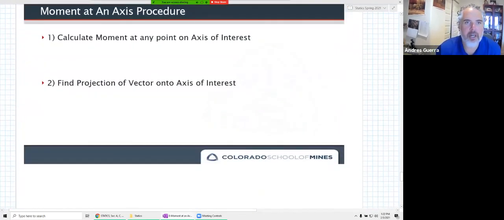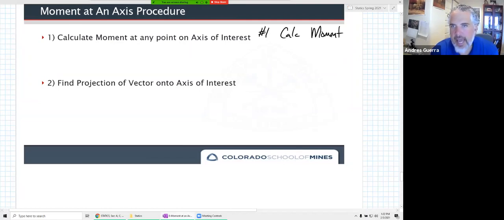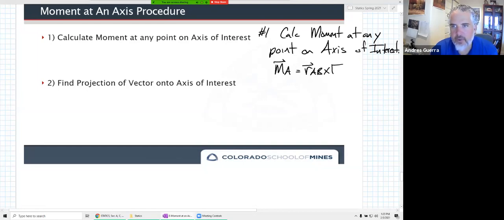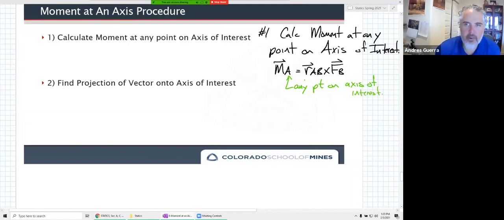So let's write down our procedure. Number one here, and I'll rewrite this with you, is to calculate the moment at any point on the axis of interest. And we just finished last time talking about how we calculate a moment at any point. For example, MA is equal to R from A to B cross the force at B. And this MA just has to be any point on the axis of interest. So if they tell us the axis of interest is A to C, or something like that, it's any point on that.